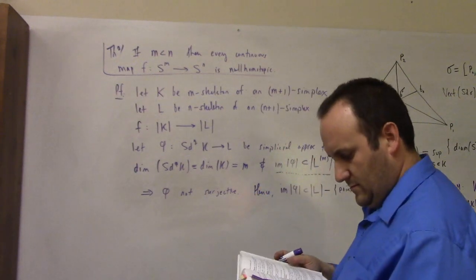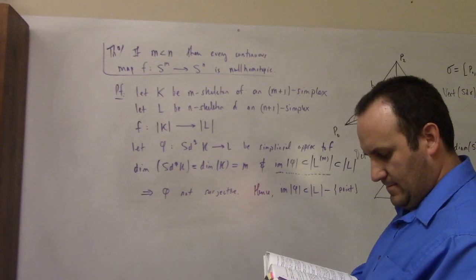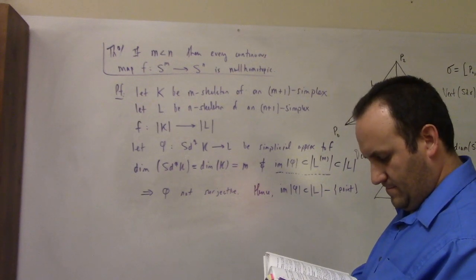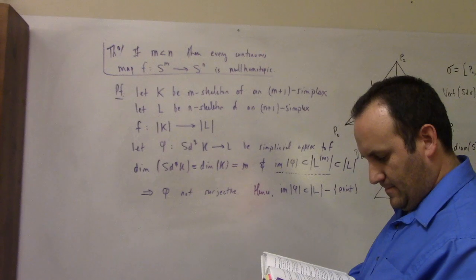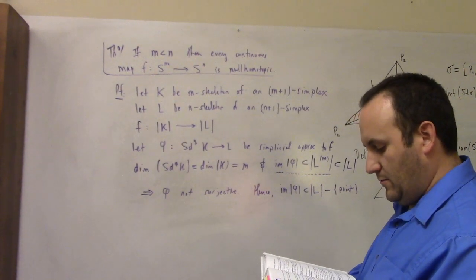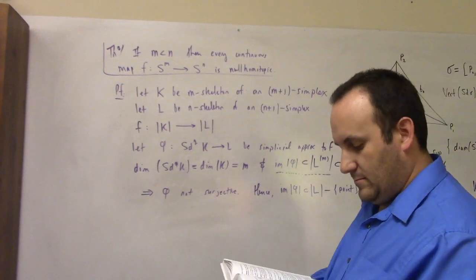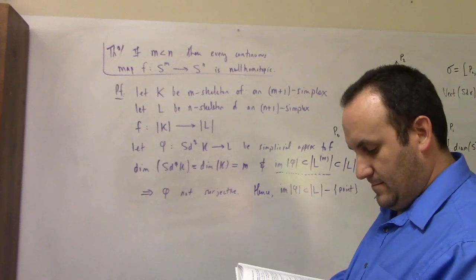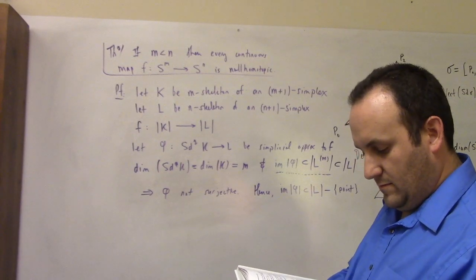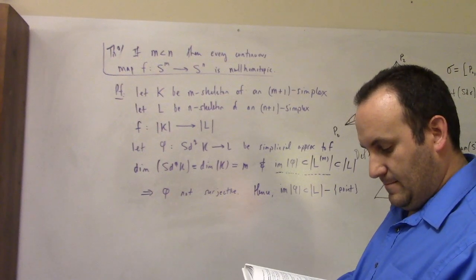So if it's a proper subset, then there's at least one point that's not in it. So it's definitely a subset of L minus that point. And that's what we need for it to be contractible. L minus a point is contractible, and so the induced map of phi is null homotopic.